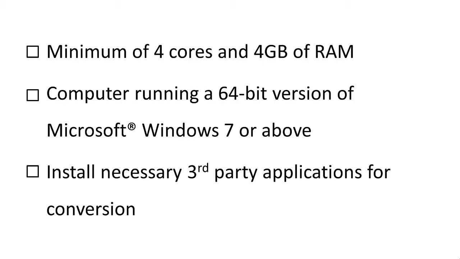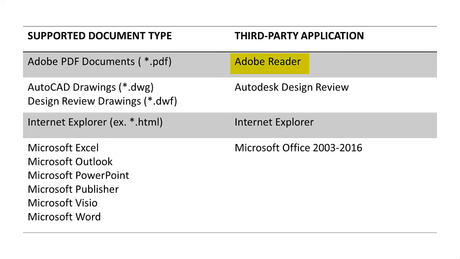Before we start, make sure the computer you are using has a minimum of 4 cores and 4 GB of RAM for optimal performance at small to medium document volumes, and is running a 64-bit version of Microsoft Windows 7 or above. Also, depending on the type of documents you want to convert, you may need to install third-party applications that are required for the conversion process to be successful. For example, you will need to install Adobe Reader if you intend on converting PDF files. Similarly, you will need Microsoft Office installed if you intend on converting Office documents. We discuss this further in our Editing DCS Configuration File video.